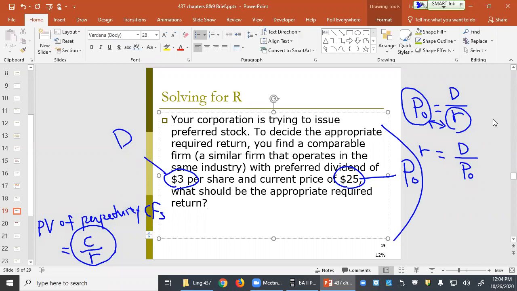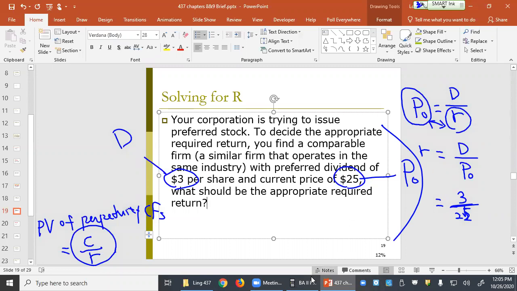So let's plug in the numbers. D is $3 in the numerator. P0 is 25. Okay, 3 divided by 25 will give us 12%.